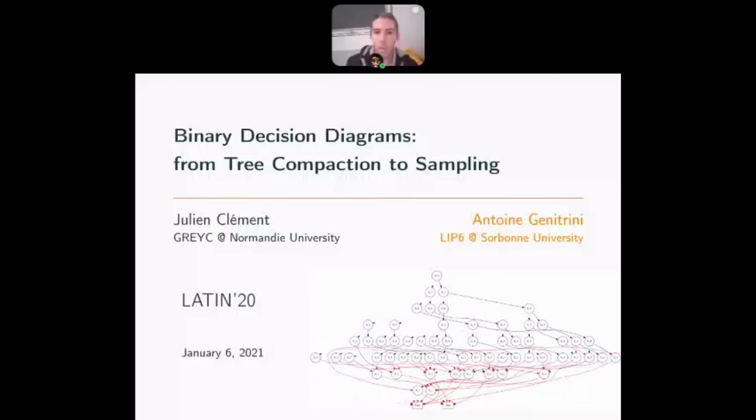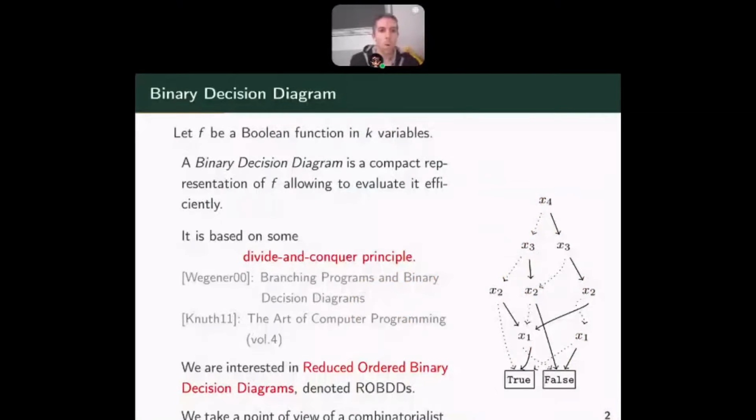So I'm happy today to present the results of a joint work with Julien Clément about decision diagrams. Decision diagrams are important data structures in the context of verification, for example, or of logical circuits synthesis. But today, during this talk, we will discuss the combinatorics underlying the decision diagrams. A decision diagram is a data structure representing a Boolean function.